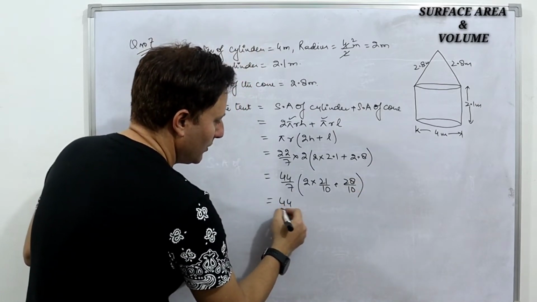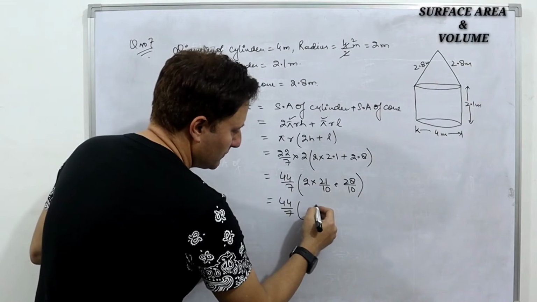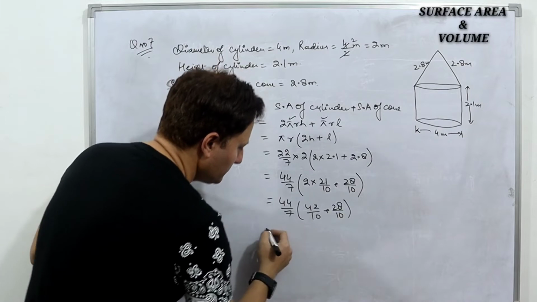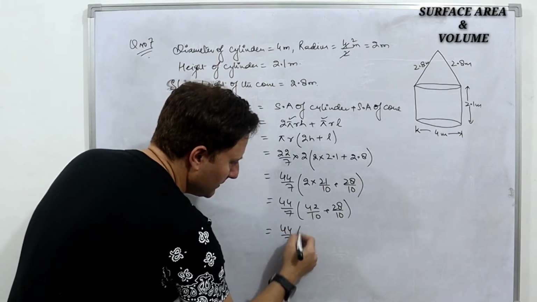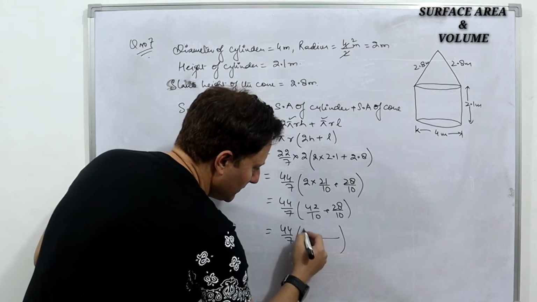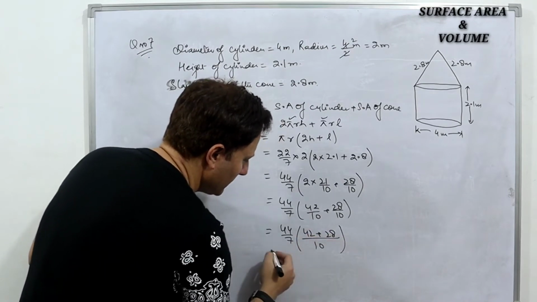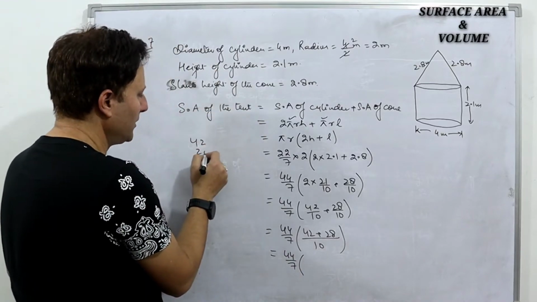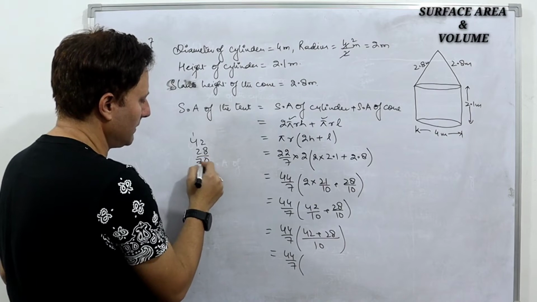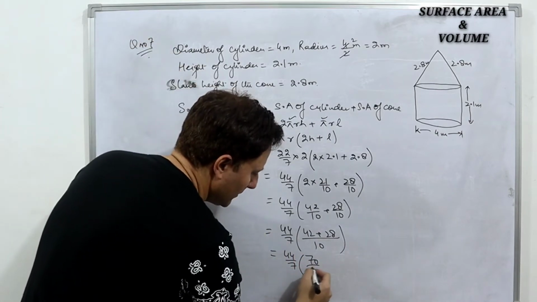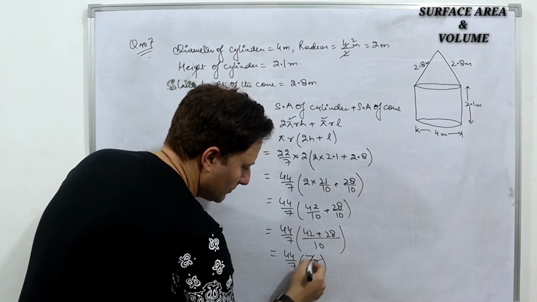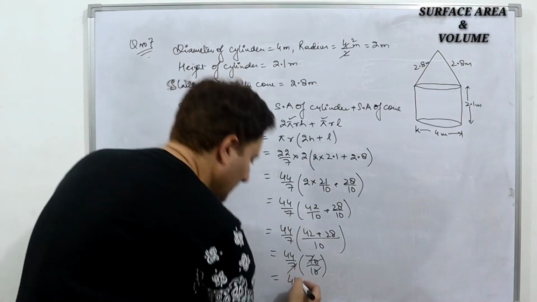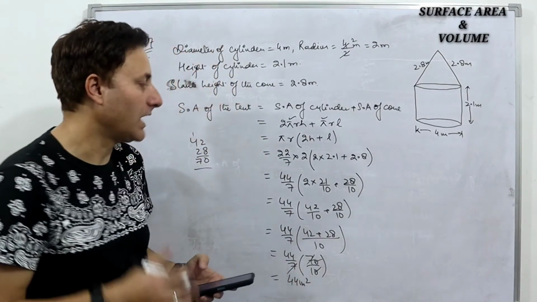Now it is 44 upon 7. It becomes 42 upon 10 plus 28 upon 10. Take the LCM, that is 10. That is 42 plus 28. Now what do we have? We have 44 upon 7 times 70 upon 10, which is 70 upon 10. This and this goes, this and this even goes. So we have 44. And is this in meters? Yes, meter square. So this is half of the question, guys.